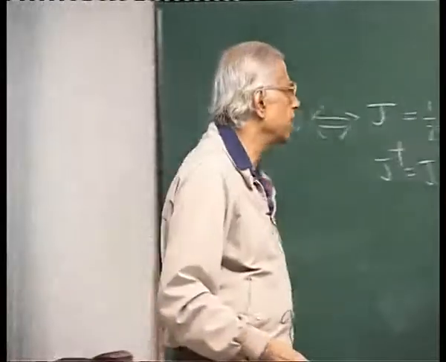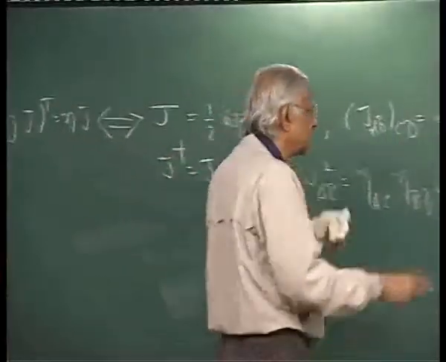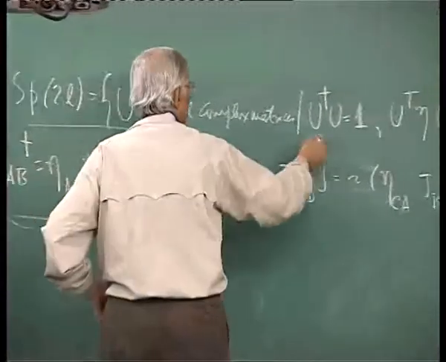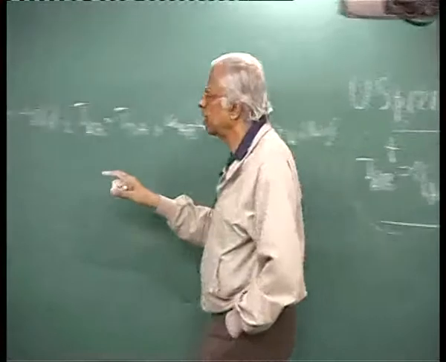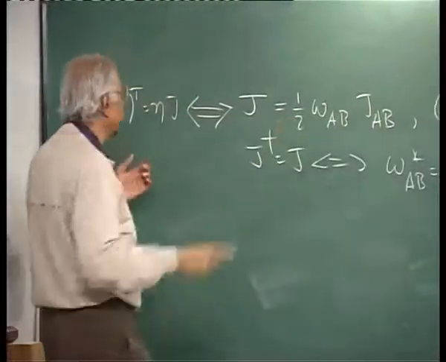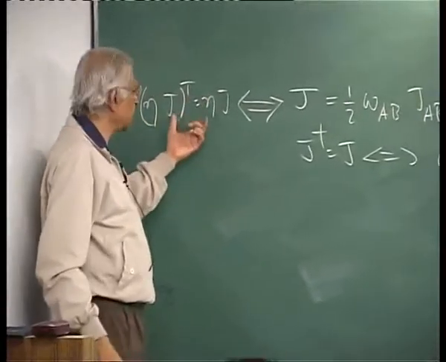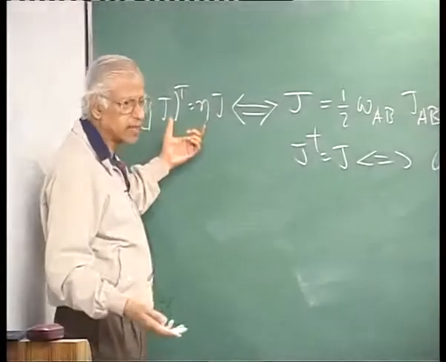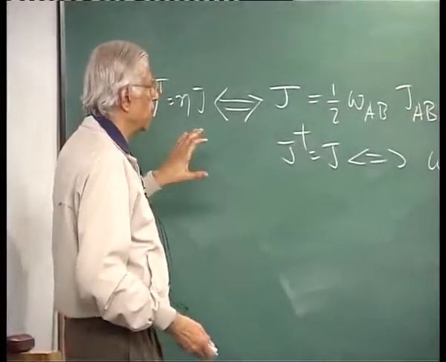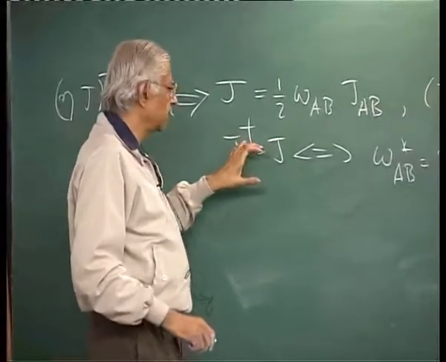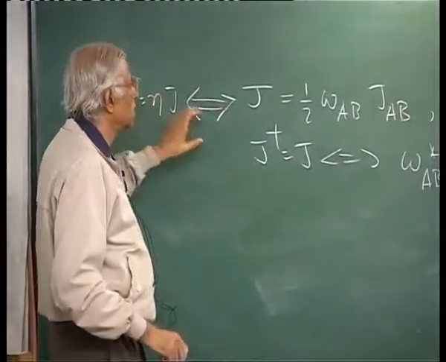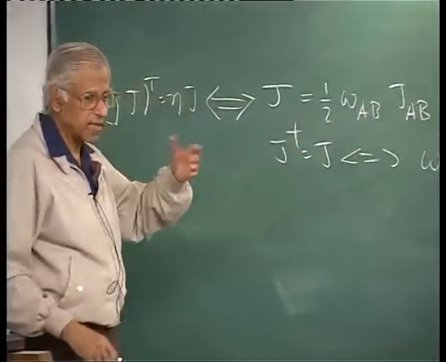I just recapitulate. Fortunately, the definition of the group is still on the board. The unitary condition tells you this matrix J must be Hermitian. Symplectic condition tells you eta J must be symmetric. It is complex, but it is symmetric. So now the problem is to find a description of the J matrices which obeys the Hermitian condition and symplectic condition simultaneously. So this is what is giving complications.